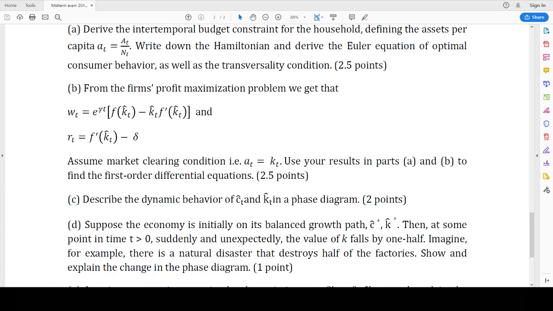Alright everybody, let's actually solve part B this time. We're supposed to use this equation and this equation that we found in the last clip, plus the fact that in a clearing market, assets of the household have to equal the total amount of capital in the society, and find the first order differential equations. What does that mean? In Ramsey, there are two of them.